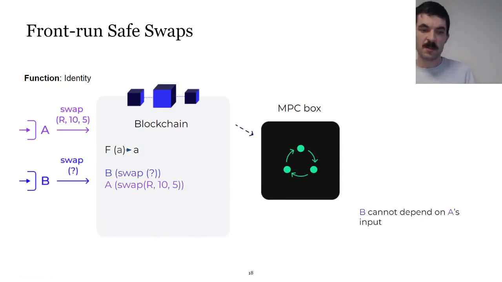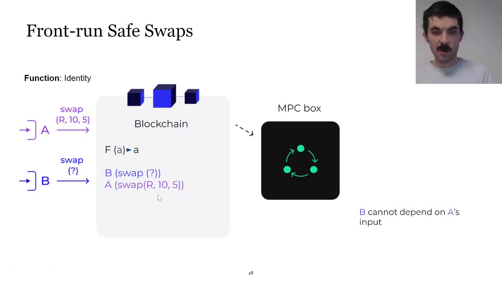Let's consider what happens when this other party B tries to front run the swap provided by A. B can of course see that A is now providing inputs. So just as you would do in a normal front running attack, you see that somebody is trying to execute a swap, and you try to get your own swap executed before that. That's what B does here, which is why it shows up on the blockchain before. But importantly, since we have input independence for our MPC, B cannot make his swap depend on A's.